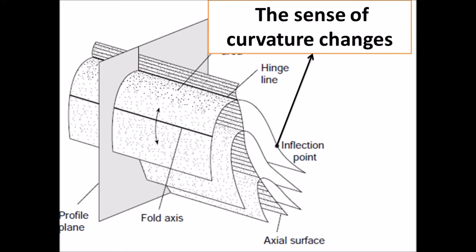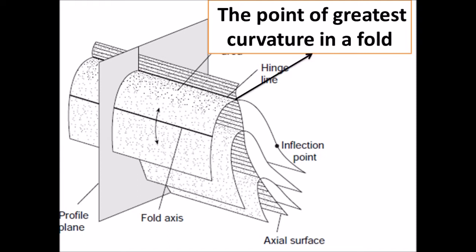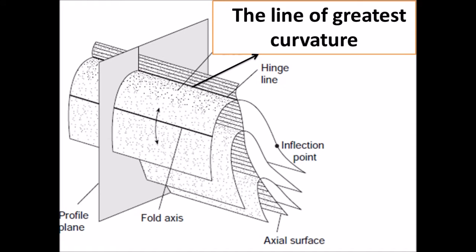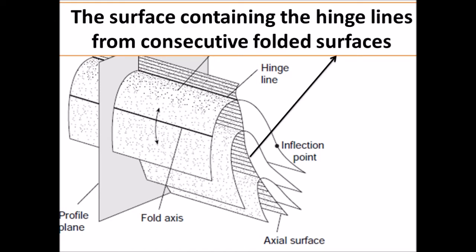First of all, the inflection point. The point in the limb where the curvature changes its direction is known as the inflection point. Next, what is the hinge? It is the point of greatest curvature. Next, what is the hinge line? The line formed by joining all the hinge points, or say the line of greatest curvature, is called the hinge line. And what is the axial surface? The surface which contains the hinge lines of all the folded layers.